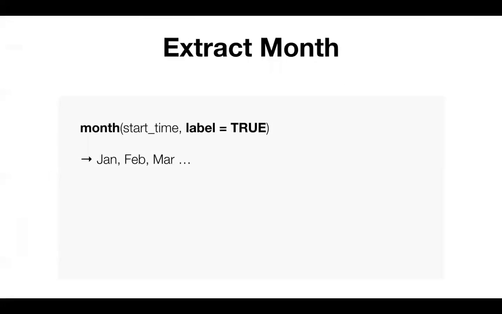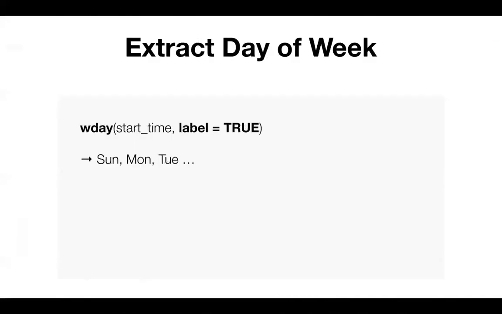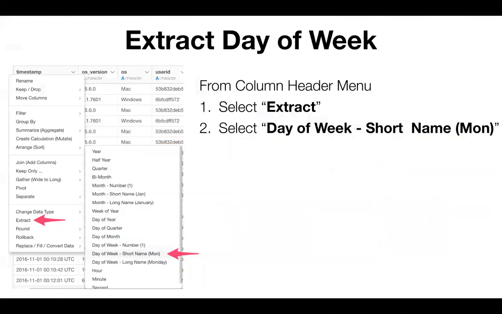So we want to extract. In order to extract month information, there's a function called month. If you want to extract the year part of it, you just use the year function. And there's another function called wday. If you want to extract the day of week, the first initial W means week, so you can use the wday function to do it.